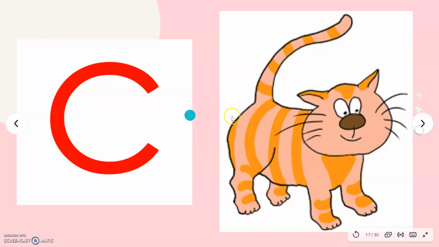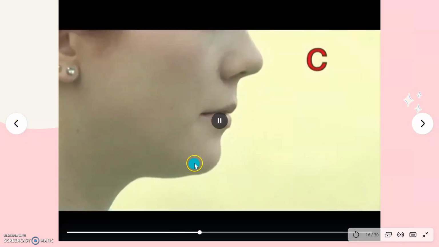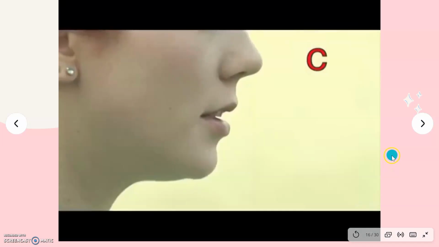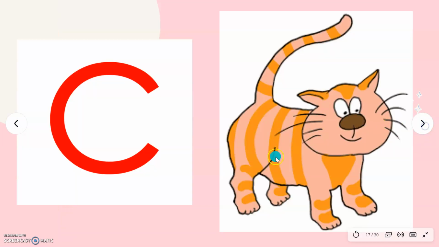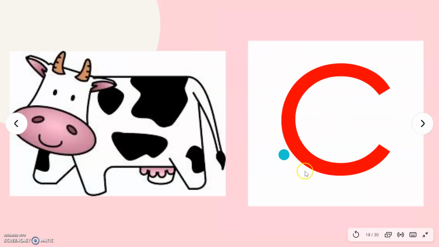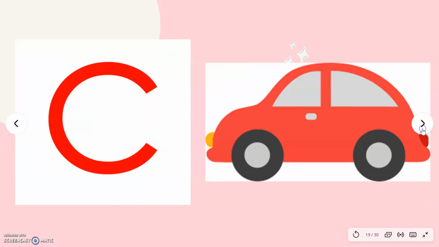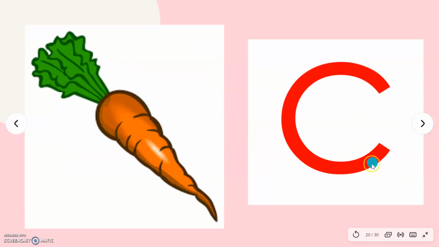Now we are going to listen to a K sound. K. K. Okay. K is for cat. Very good. K is for cow. K is for car. And also K is for carrot. Very good.